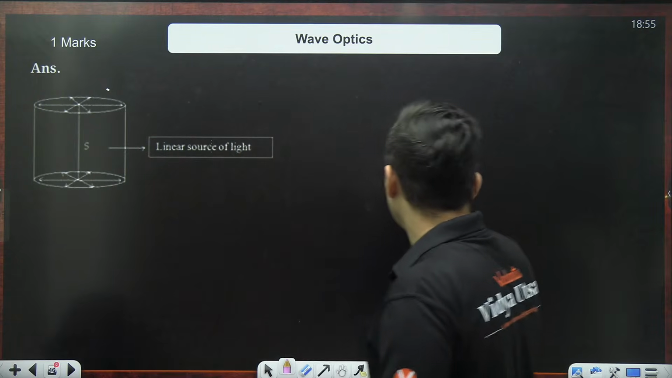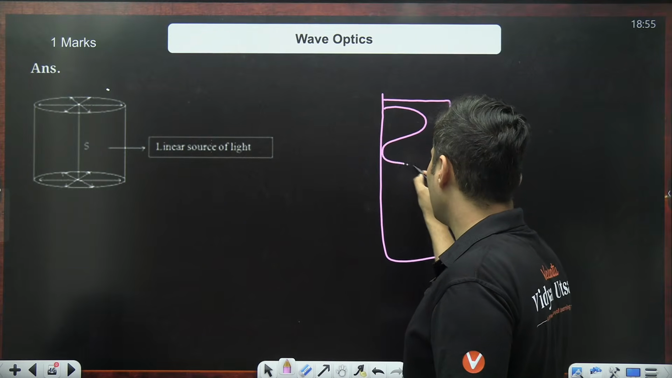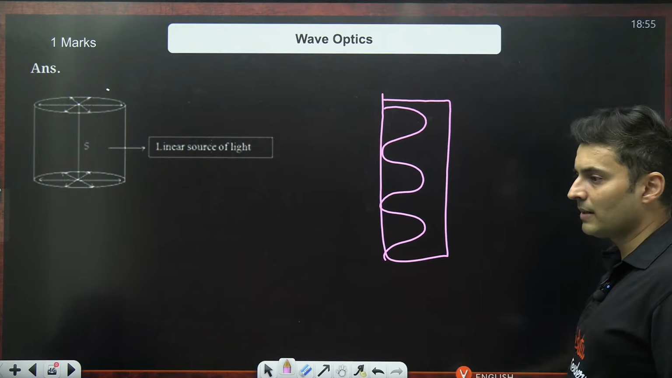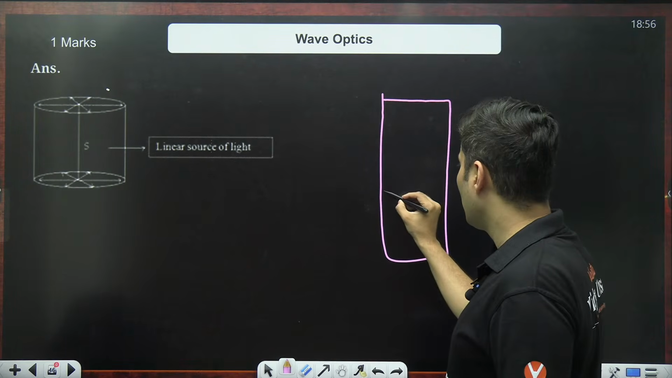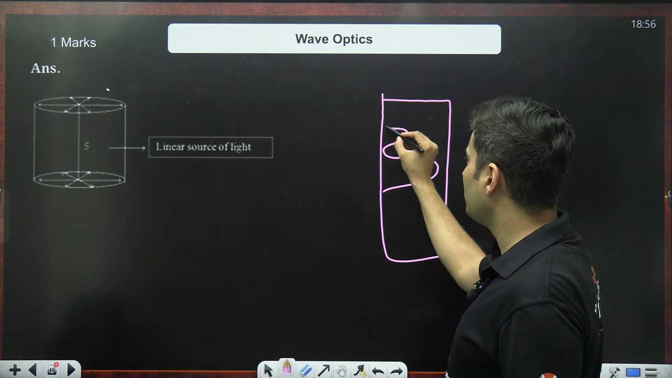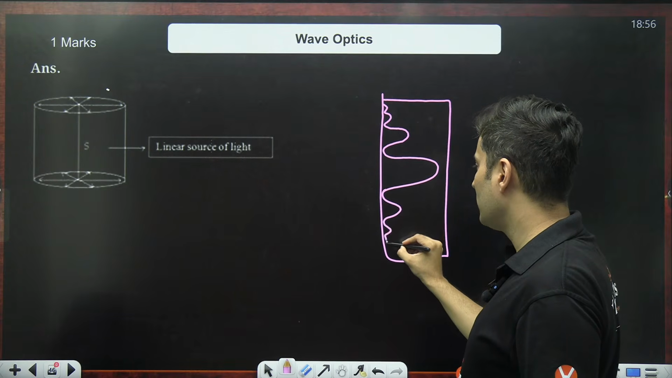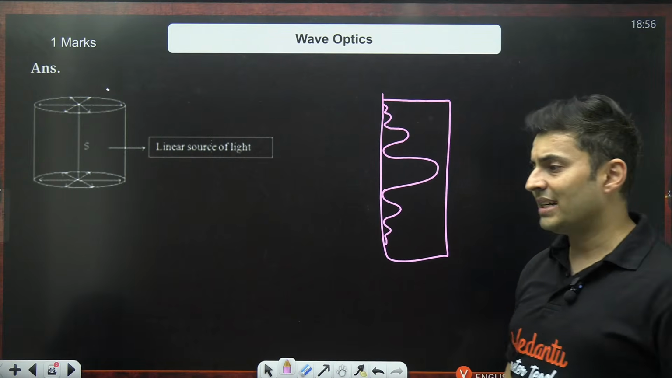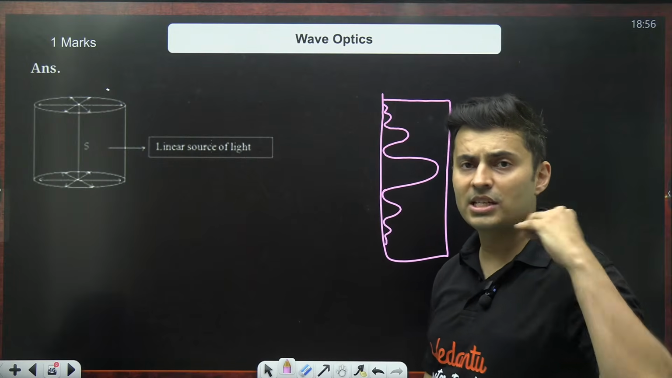So in case of YDSE, the intensities of all the maximas are the same. But in case of single slit diffraction, only the central maxima has the highest intensity. The other maximas have lower and lower intensities. They are hardly even visible. So this is how the intensity changes in single slit diffraction. That is a major difference of the maxima minima fringe pattern.